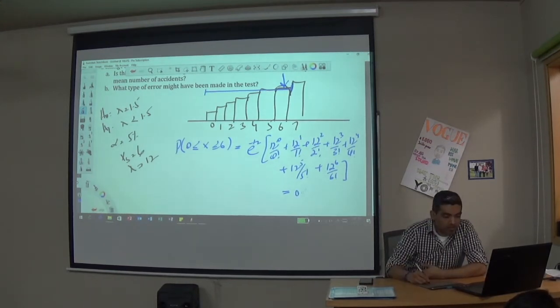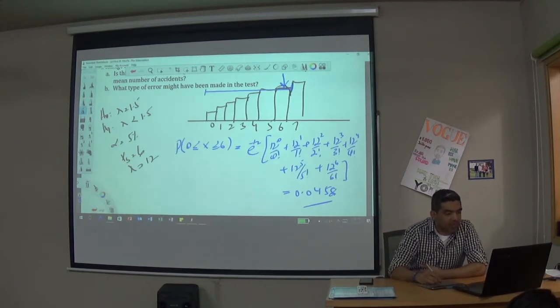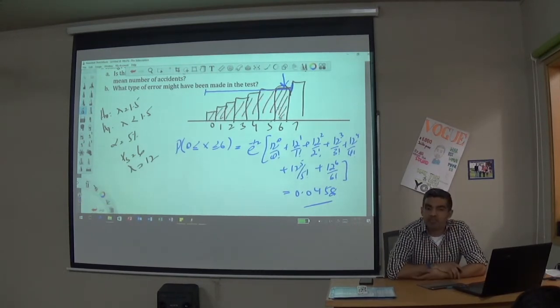Zero point 0458, which is less than 5%. 0.058 is less than 5%. So we are inside the rejection region. We are definitely inside the rejection region. Definitely, the rejection region comes up till 6. We are inside the rejection region. We are just below 5%.